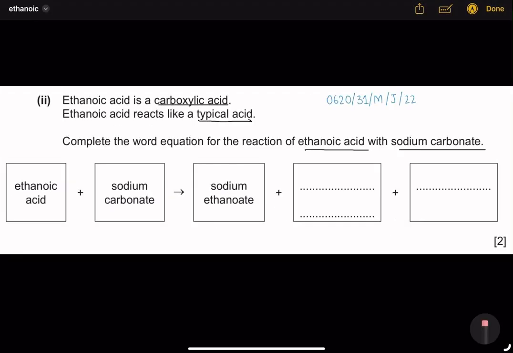So this is our next question. We have that ethanoic acid is a carboxylic acid and it reacts like a typical acid. So when a typical acid reacts with a carbonate, we get a salt, which is our sodium ethanoate, and we get carbon dioxide gas, and we'll get water. Carbon dioxide and water. Let's move over to the next question.